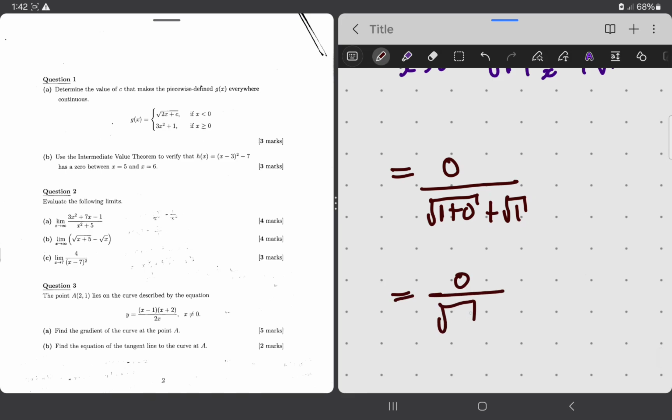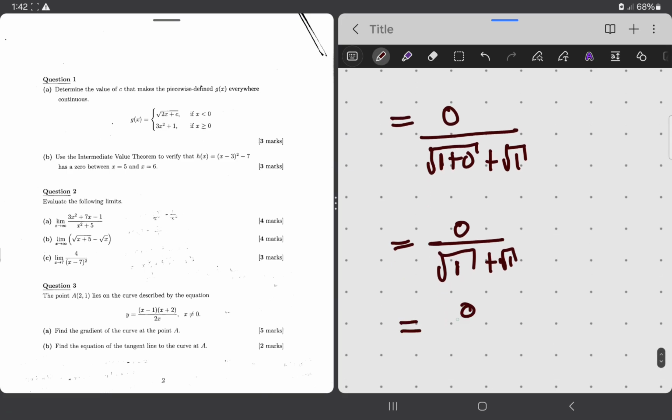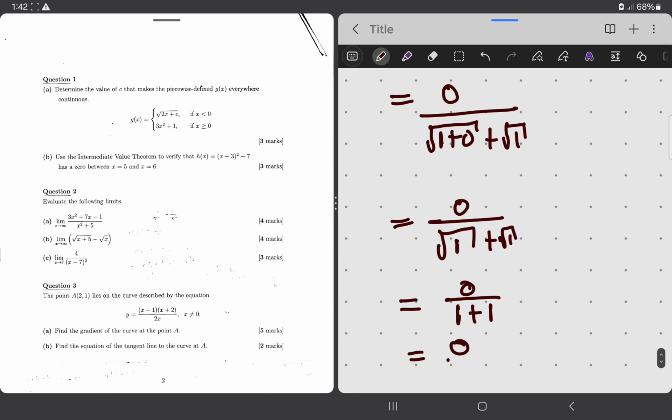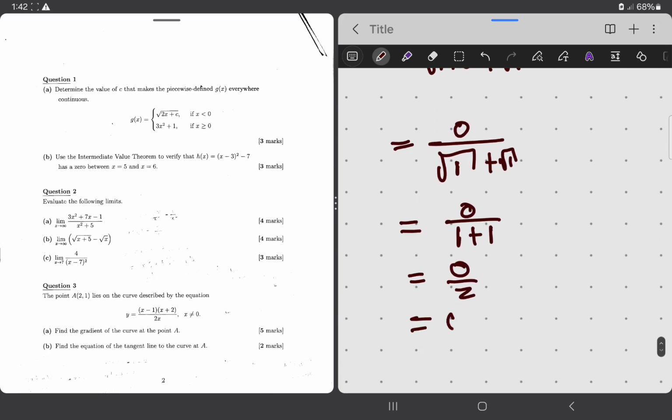Which is now going to be 0 all over the square root of 1 plus 0, which is 1, plus the square root of 1. What is the square root of 1? It's 1, plus the square root of 1 again is 1, which is 0 over 2, which is still going to give us a solution of 0. Then you will be done. This is your solution.